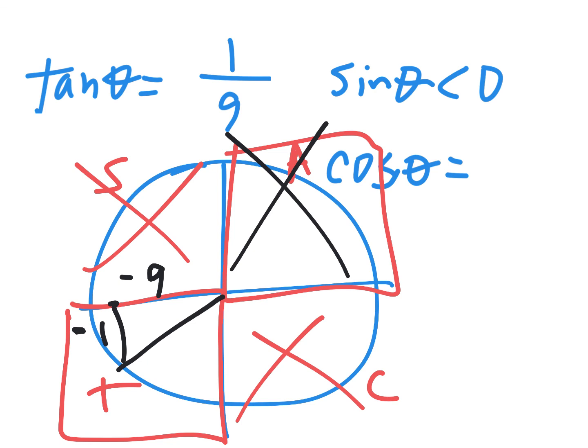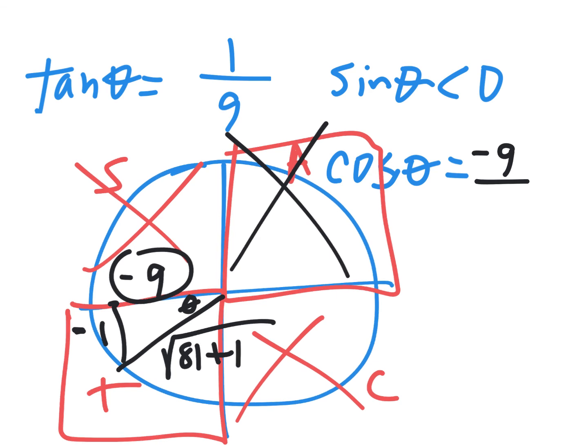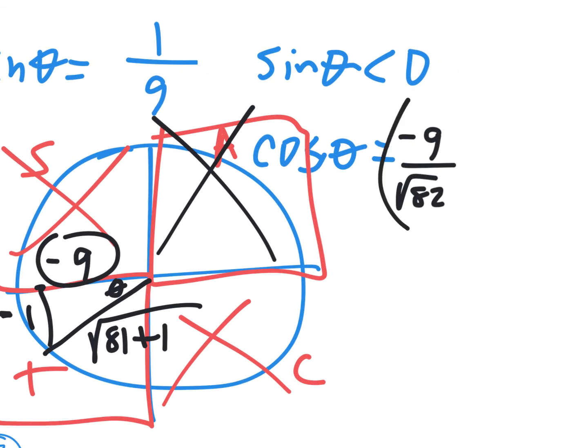And now I'm really close. Cosine of the angle is adjacent over the hypotenuse, so it's negative 9 over, and this is 81 plus 1, square root of 82. And there you go.